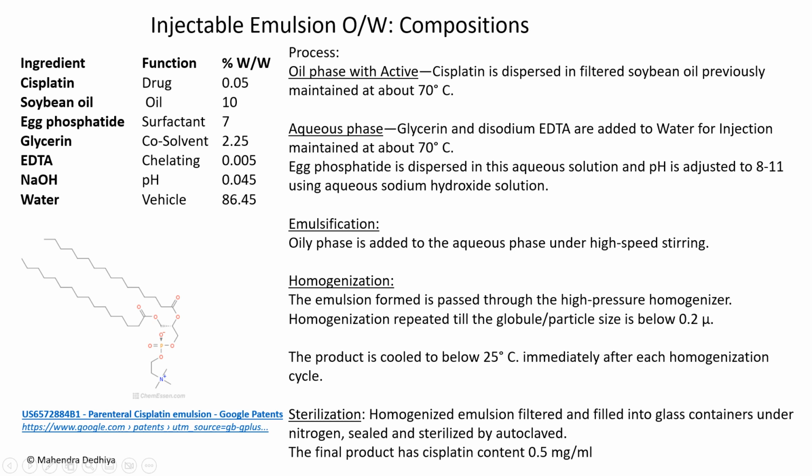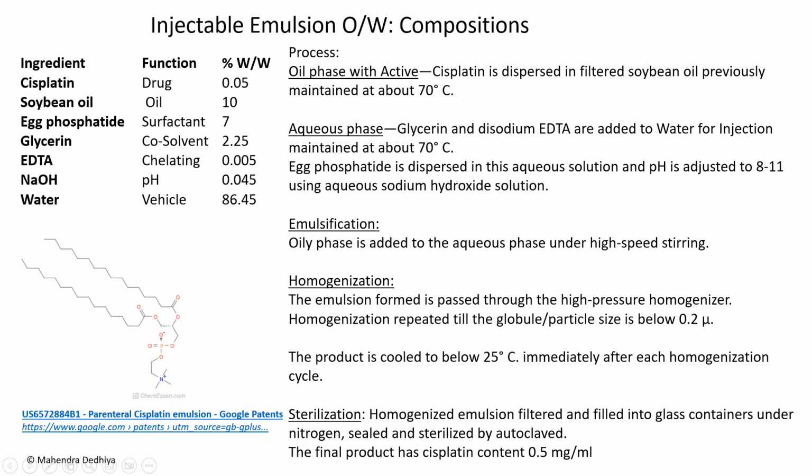We look at injectable emulsion of oil and water. In this case, the drug is cisplatin. It's an anti-cancer drug. Soybean oil is the only oil used. In parenteral injectable formulations, there are limitations of number of oils and emulsifier that can be used due to toxicity and injection site pain. In this case, egg phosphatide is used as a surfactant or emulsifier, and water phase has pH adjustment, chelating agent, and glycerin.